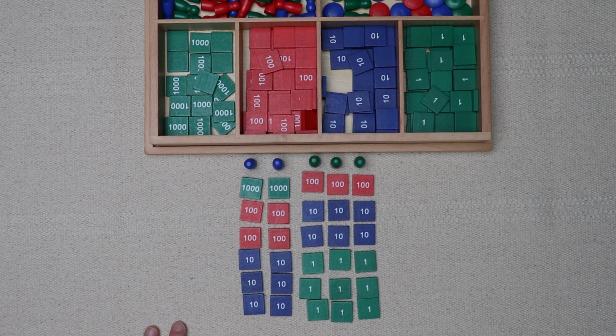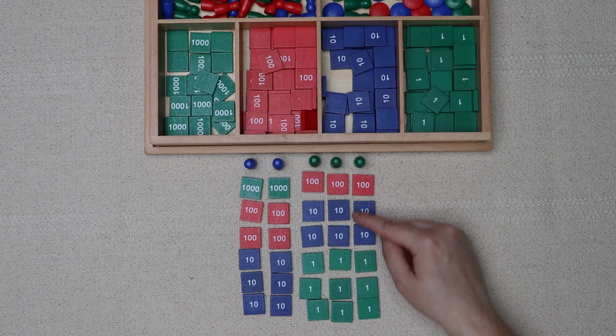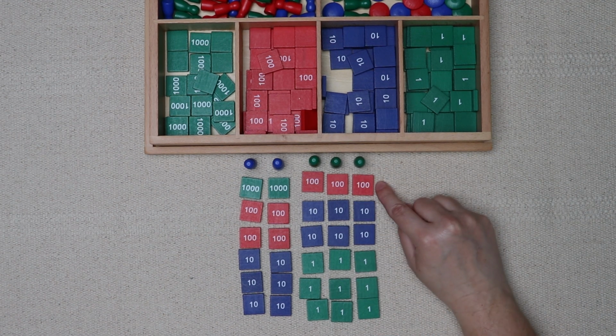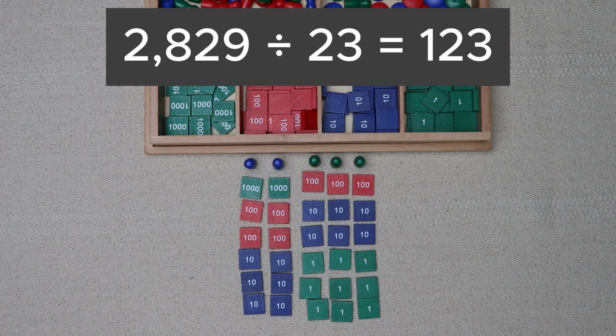And now we have no more to share. We have none left over. Our answer, or our quotient, is what each child got. So we're going to look over here at this individual child, and we can see that each child got 123. Our quotient is 123.